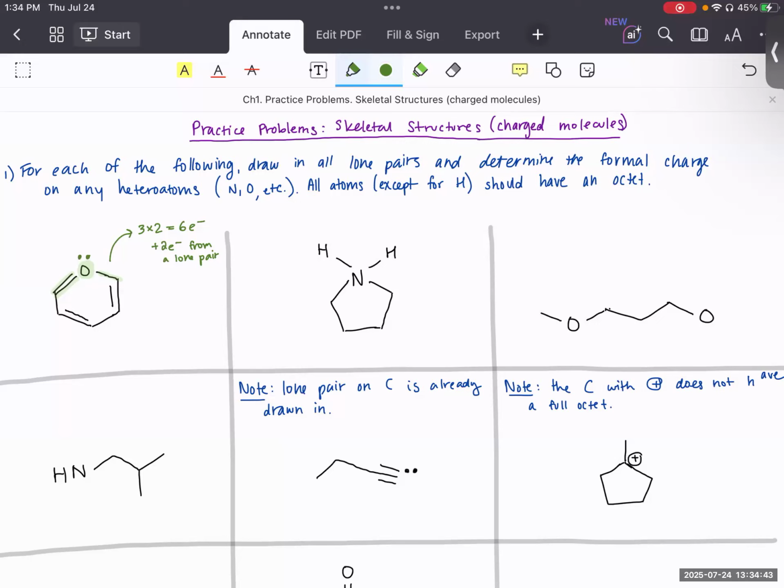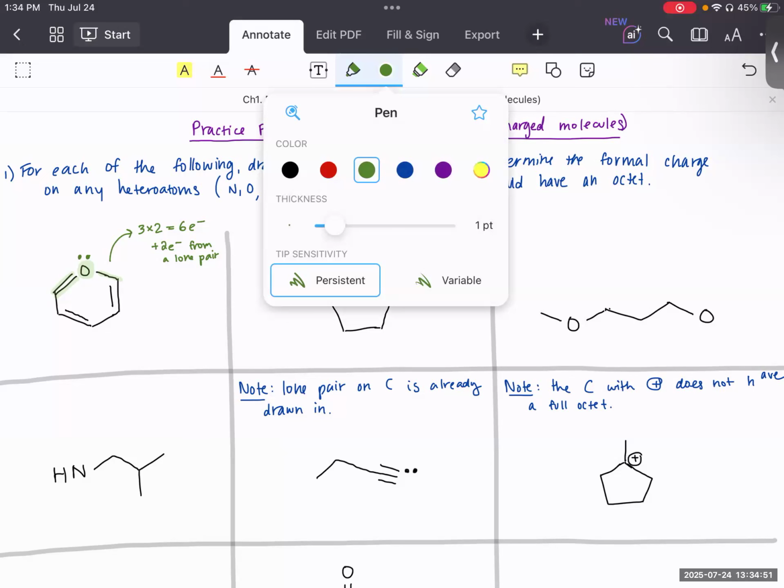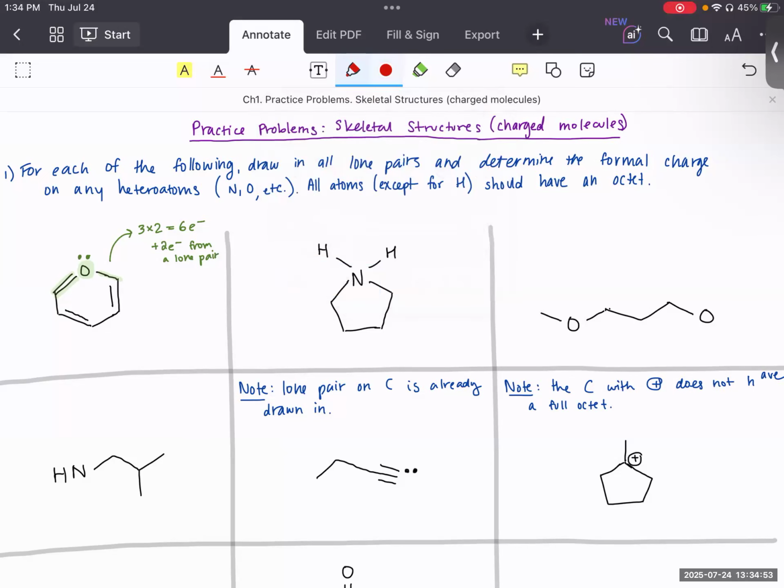And then if you recall from my lecture video on this topic, you can also use that chart to help guide the number of lone pairs that you should see. All right, so that's for the number of lone pairs. The next thing we have to do is determine the formal charge on the molecule or on the atom. And again, you can use the table in the lecture video, or we can do this by hand.